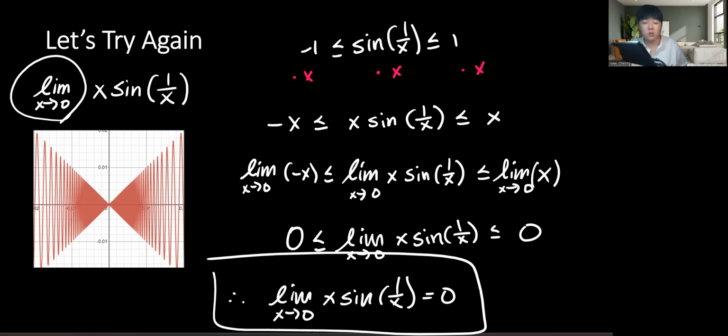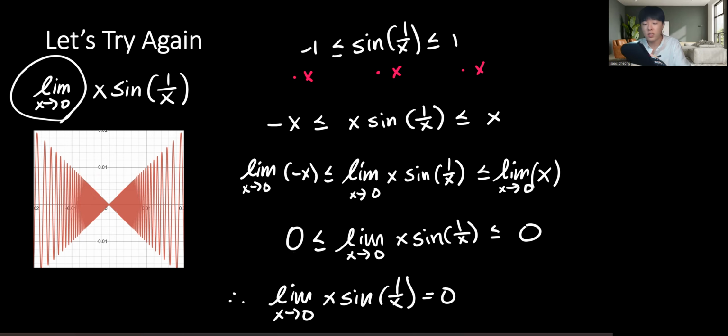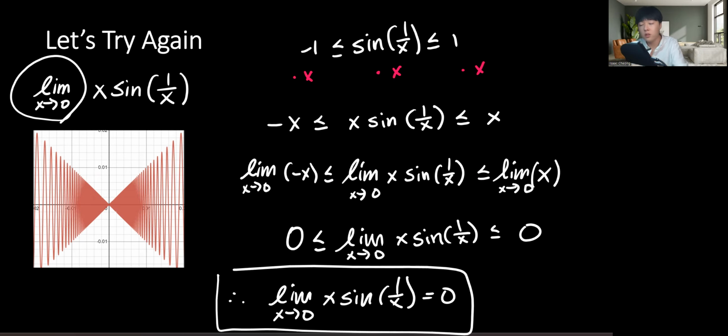So we can actually prove our guess. We made a little unproved guess that this limit is going toward zero, but we didn't have any mathematical proof. But here's the mathematical proof, by the squeeze theorem.